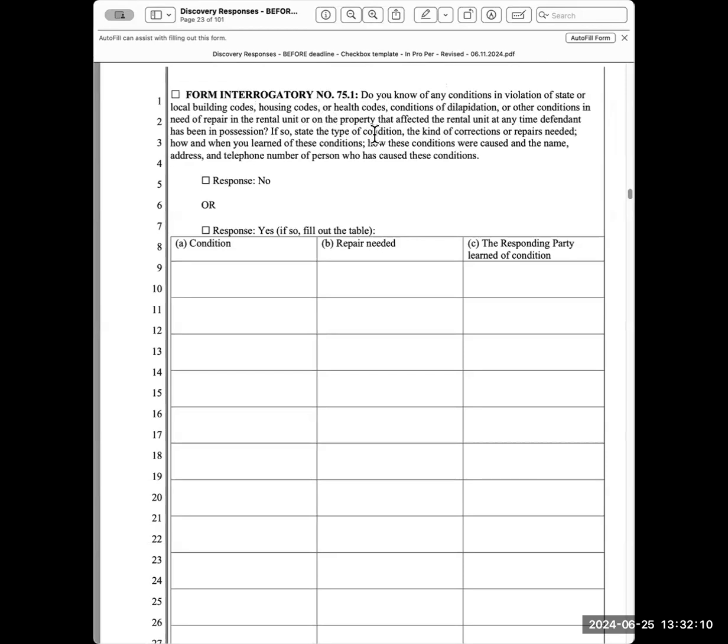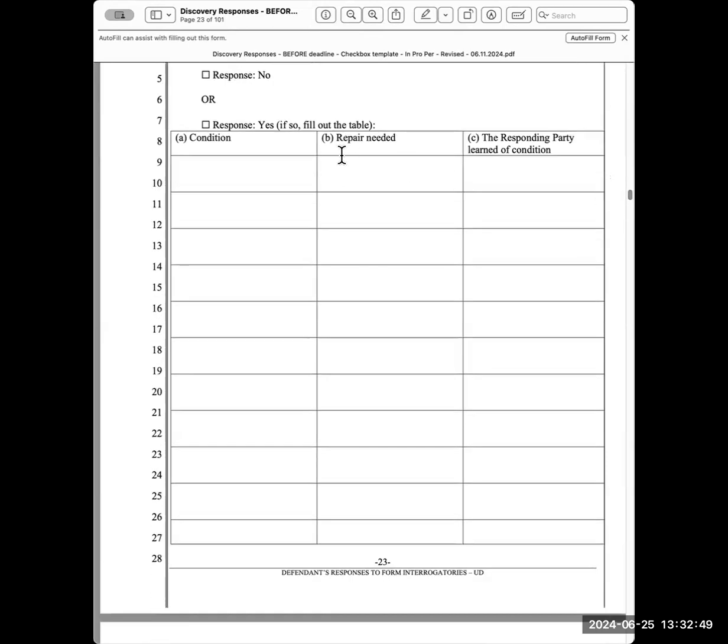If so, state the type of condition, what makes it a bad condition, the kind of corrections or repairs that you believe are needed, how and when you learned of these conditions, and how these conditions were caused, and the name and address and telephone number of the person who has caused the conditions. If you live in a perfect new building where nothing has needed any repair, you check here. Otherwise, most other people would check here and list anything that has ever needed to be repaired in the unit or on the property.